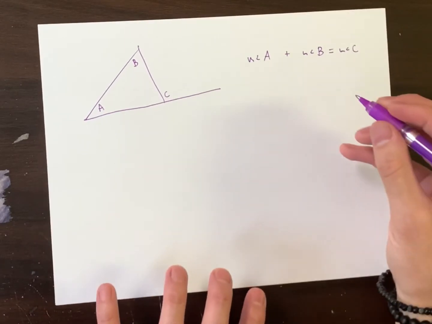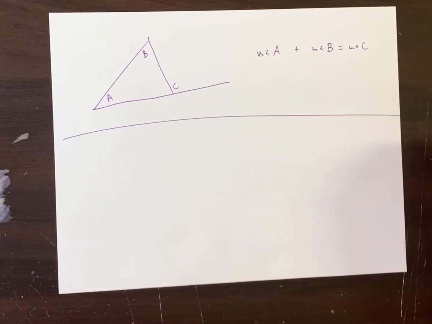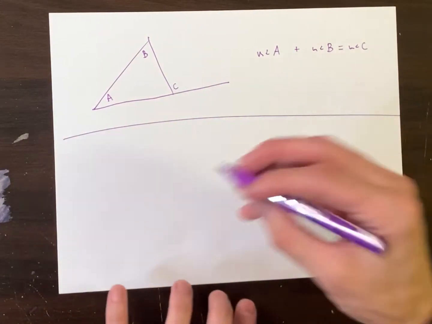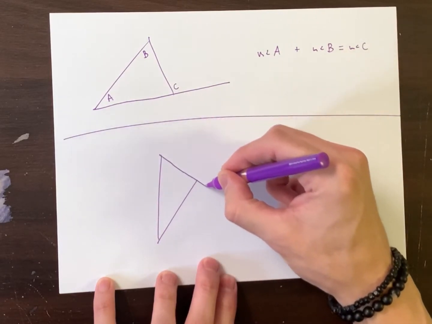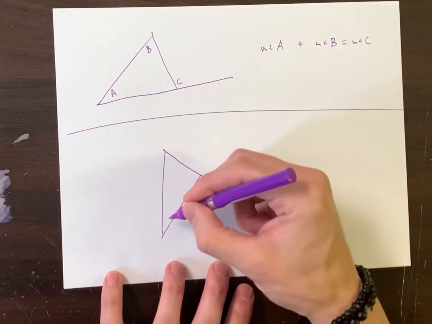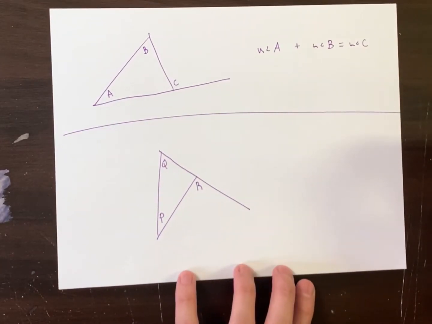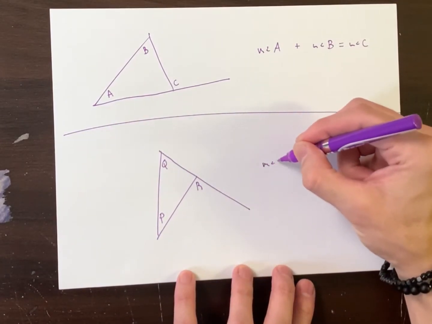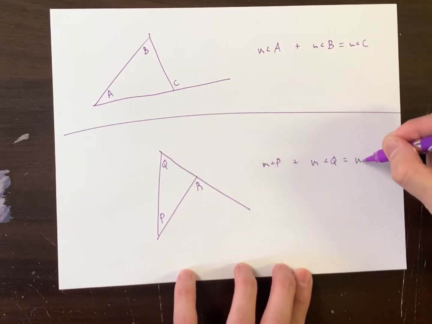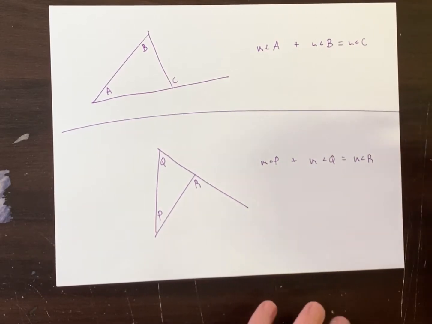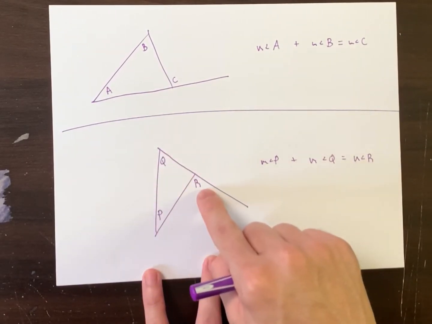Let's try this again with a different orientation. Let's say the orientation was like this. Let's say I had like this, like that, and let's say that this one came down here. So that's a triangle. Let's call this angle P, Q, and let's put an R there. So it turns out that the measure of angle P plus the measure of angle Q equals the measure of angle R. So these ones here, the sum of their measures is equal to the measure of this angle.